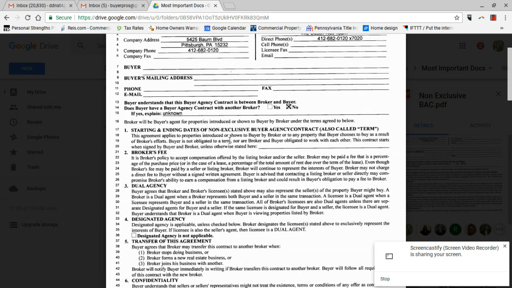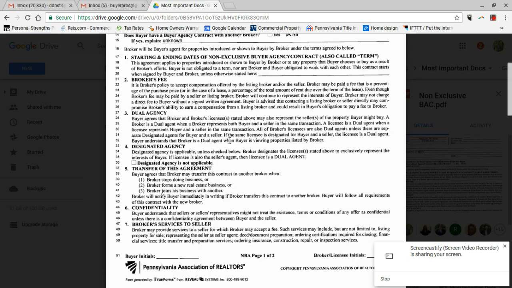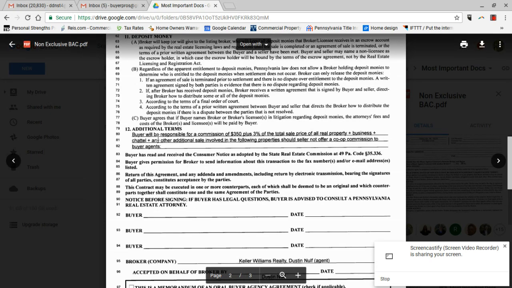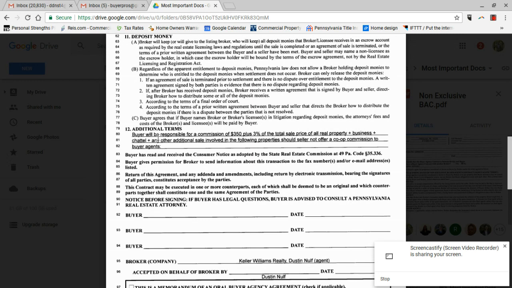So if they want to say, "Hey, I want to terminate that agreement completely, I don't want to deal with you at all anymore," that's fine. They can do that at any time. With the non-exclusive at the bottom, this is the important part where it says additional terms. You want to make sure that you have that in there. So you have your commission in there, and then you also have the specific properties in there. That's a decent way to word the commission there.